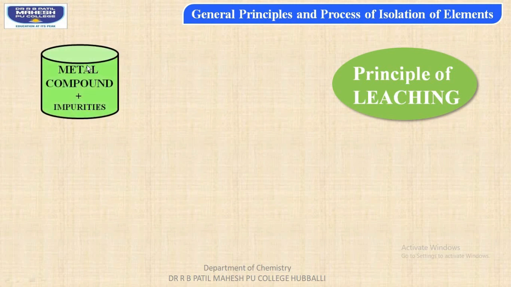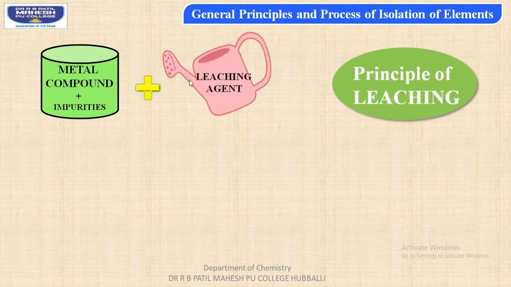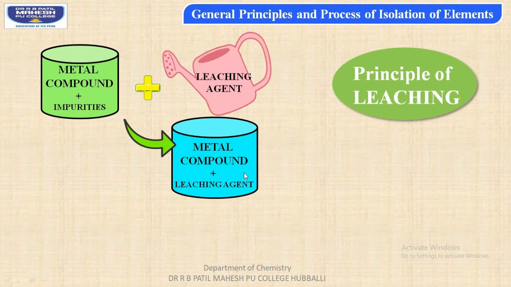The ore particles contain a metal compound along with impurities. So the ore particles are treated with the leaching agent. The leaching agent, that is the suitable solvent, would be dissolving only the metal compound. As a result, we are getting a solution of the metal compound in that solvent, and along with this, students, the impurities would be left as residue material. Impurities, that are gangue particles, are not dissolving in that given solvent, that is the leaching agent.